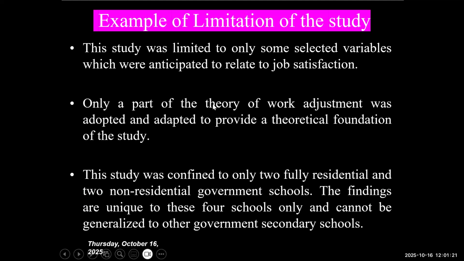Only a part of the theory of work adjustment was adopted and adapted to provide a theoretical foundation of the study. So here too, you see that you did not use the entire theory. So you use a part of the theory. And that's why we're saying those are what we see as limitations. The last one says, this study was confined to only 2 fully residential and 2 non-residential government schools. The findings are unique to these 4 schools only and cannot be generalized to other government secondary schools.